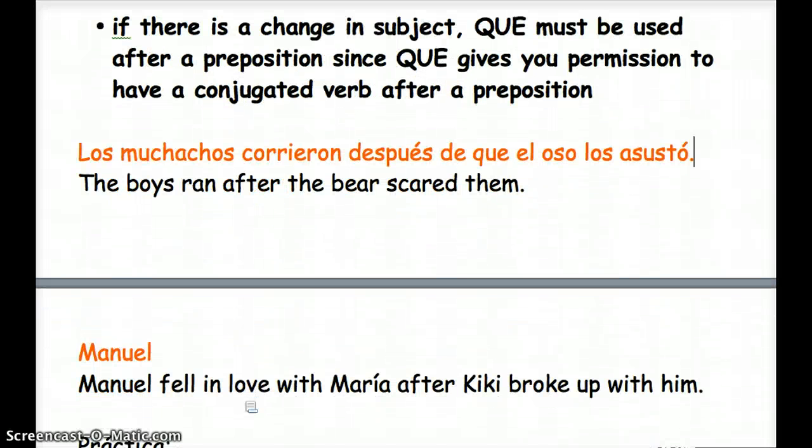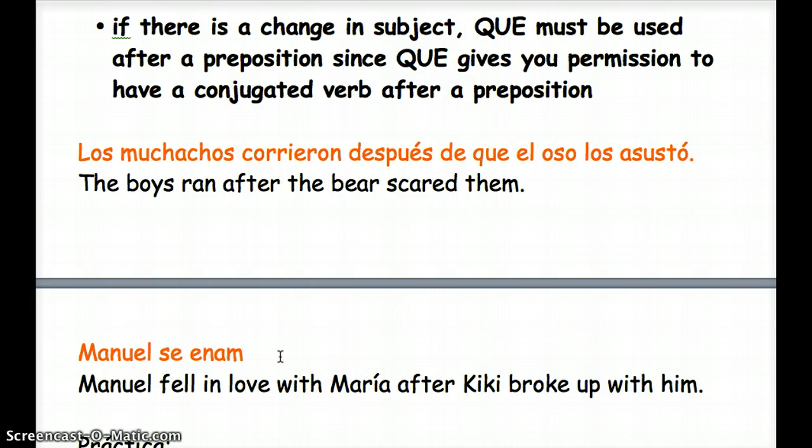Another example, going back to Manuel and Kiki. Manuel fell in love with Maria, so he is the subject of the first mini sentence. After Kiki broke up with him, Kiki is the subject of the second mini sentence. So since there's a change in subject, you are going to have to connect these two mini sentences with a que.